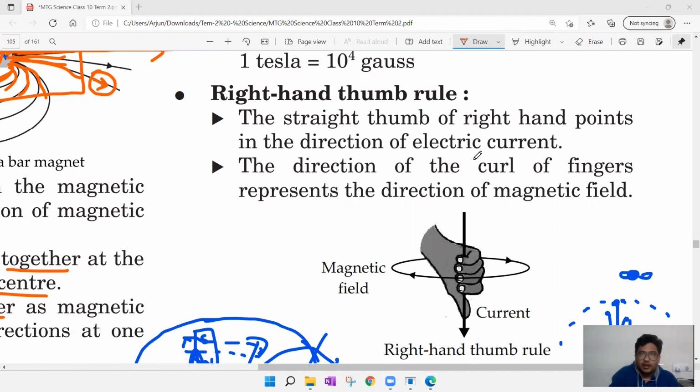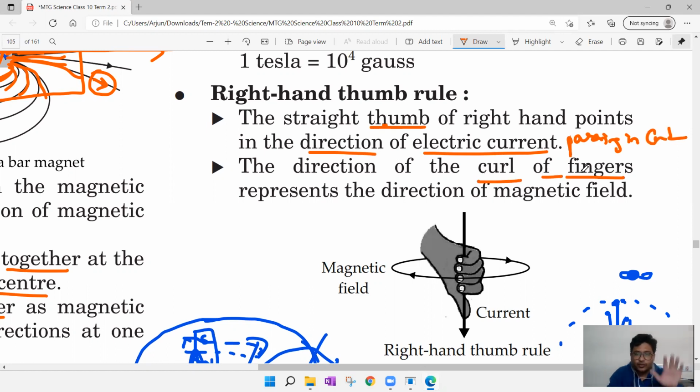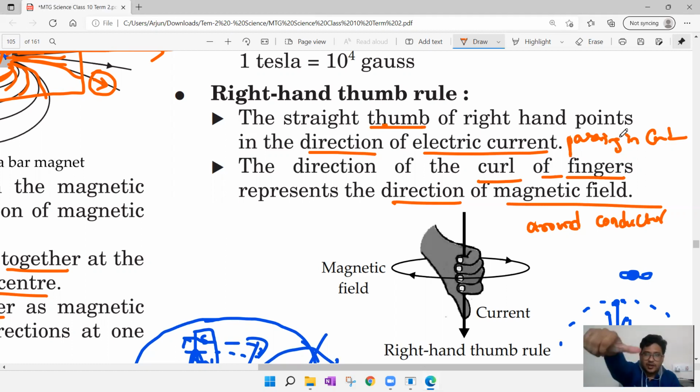You see, the thumb indicates the direction of electric current passing in the conductor. The direction of curl of fingers: we have closed all fingers, na. These four fingers, which will be showing, will be representing the direction of magnetic field around the conductor. So the direction of current in the conductor is represented by the thumb. Consider one imaginary conductor. If a current is passing in this direction, you will be holding the conductor like this. So this thumb is indicating the direction of current, and the wrinkled fingers show the direction of magnetic field around the conductor.